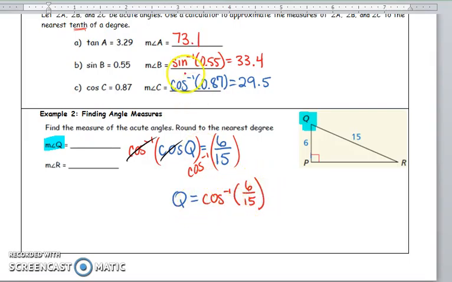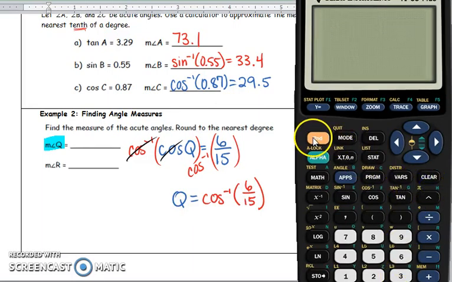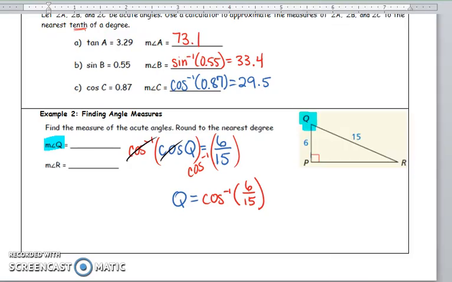So I definitely don't expect you to know what this is. I want you to go to your calculator and find what the inverse cosine of 6 divided by 15, close your parentheses, is. And we get 66.4, and they said to round to the nearest degree, so I'll say 66 degrees. And that's the measurement of angle Q.